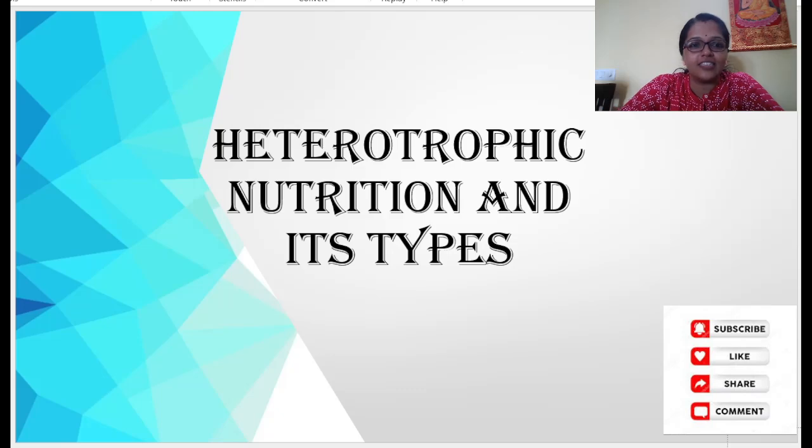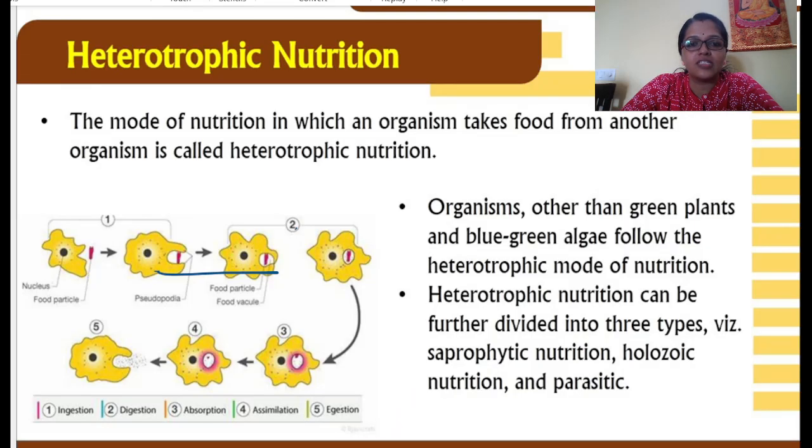Let's get started. Heterotrophic nutrition means those who are dependent on others. So the organisms who are dependent on others are termed as heterotrophic or heterotrophs. All the green plants and blue-green algae, as I have told you already, come under autotrophs. Other than that, all the other organisms come under the heterotrophic category.